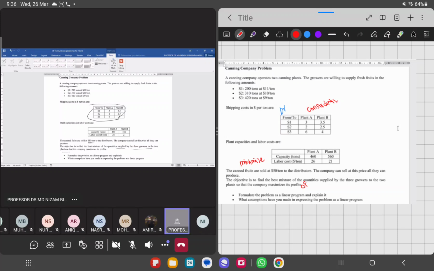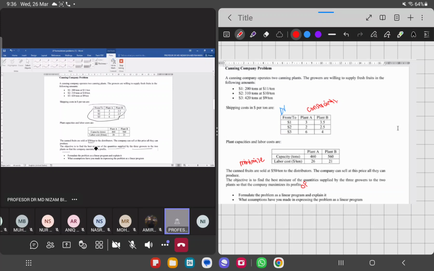So it means that you have to decide, right? Supplier 1 will supply plant A how many tons? Supplier 1 will supply plant B how many tons? Supplier 2 will supply plant A how many tons? Supplier 2 will supply plant B how many tons? And supplier 3 will supply plant A how many tons and plant B how many tons. That's what you have to decide.